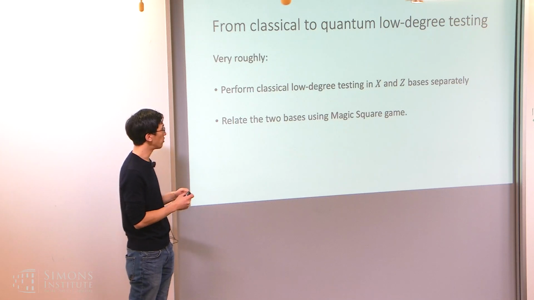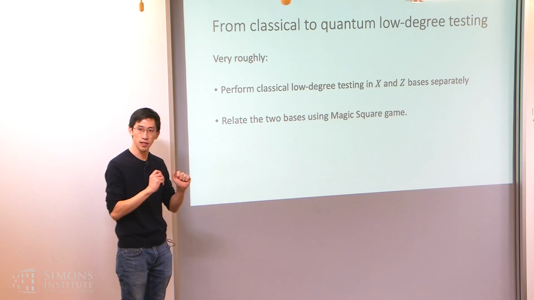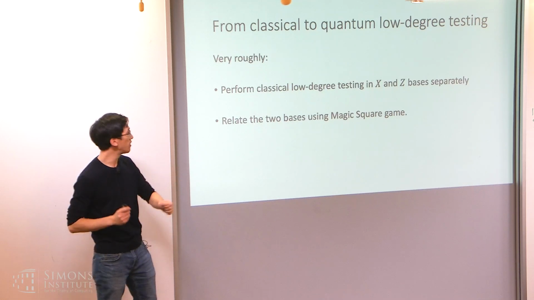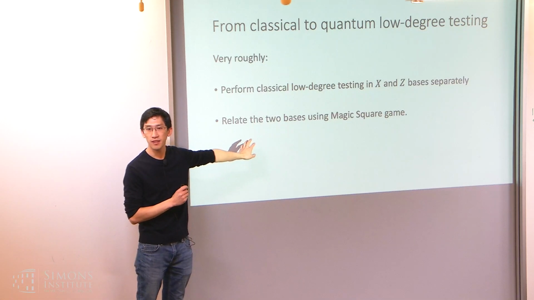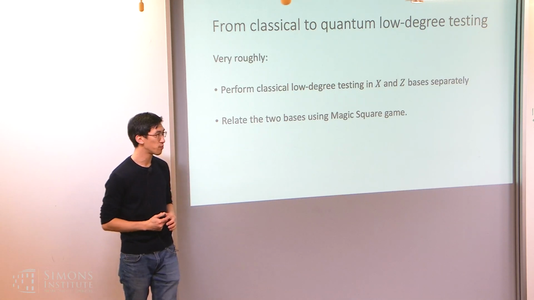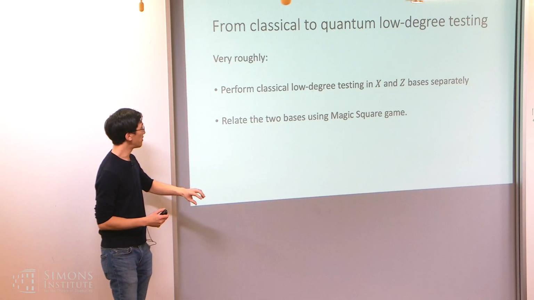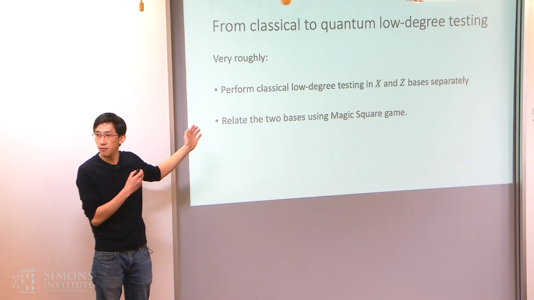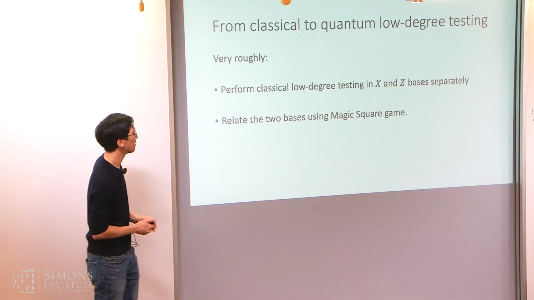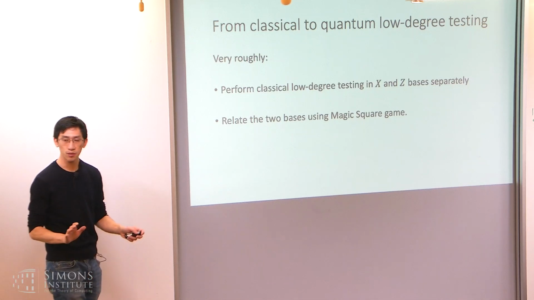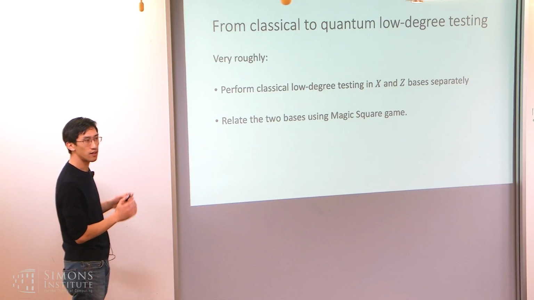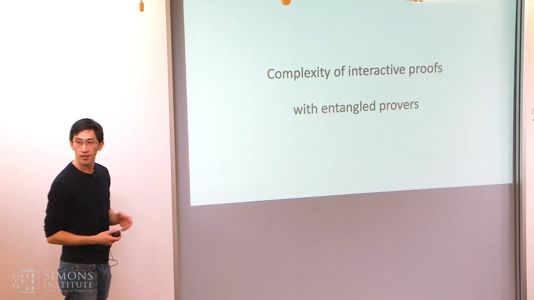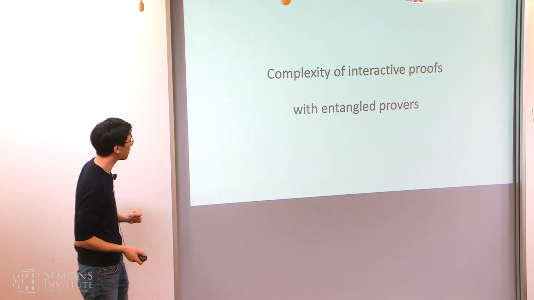So it'll say, I'm going to play the x basis, let's play the classical low degree test. Or maybe I'll play the z basis and play the low degree test. But now we have to relate the two, and this is where we use the magic square game to tie these two bases together. And it turns out that you can do this, and this is enough to certify many EPR pairs very efficiently. I won't say much more about this, but that's the rough idea. So we have this quantum low degree test. It's very efficient. Now what can we use it to do?